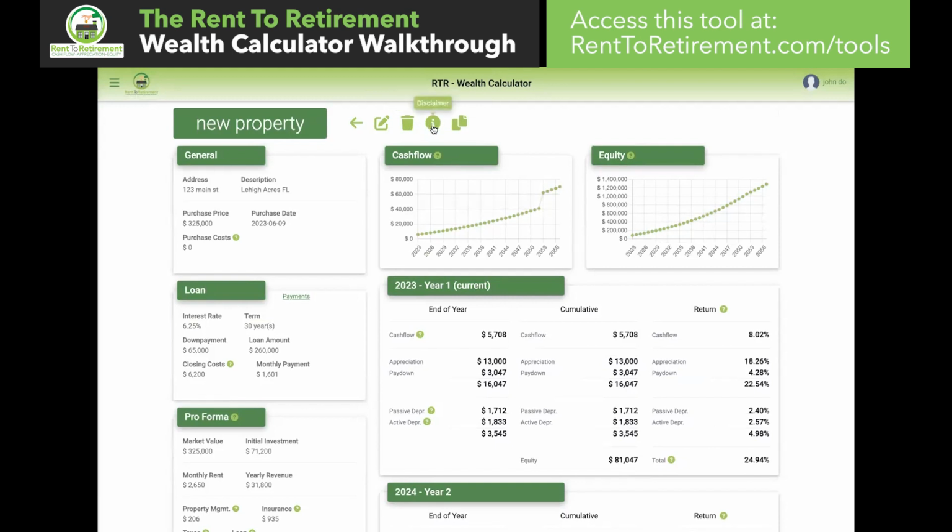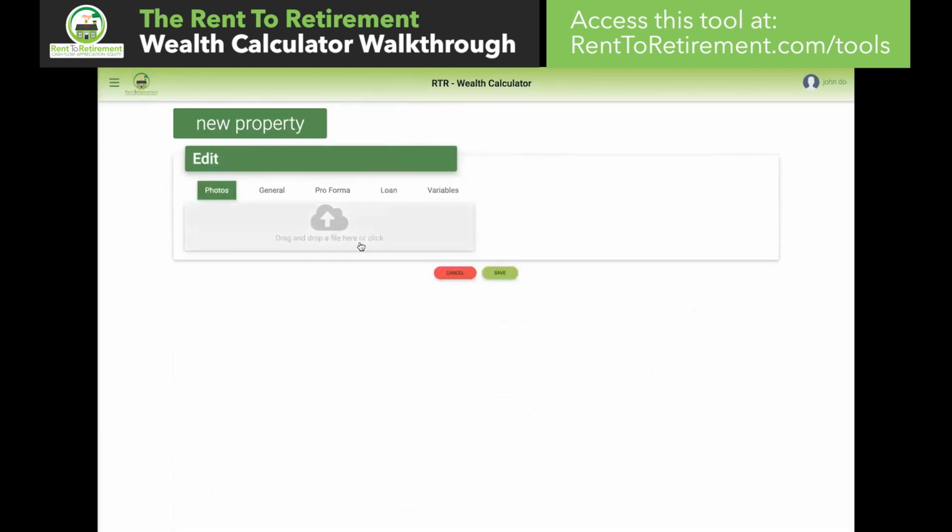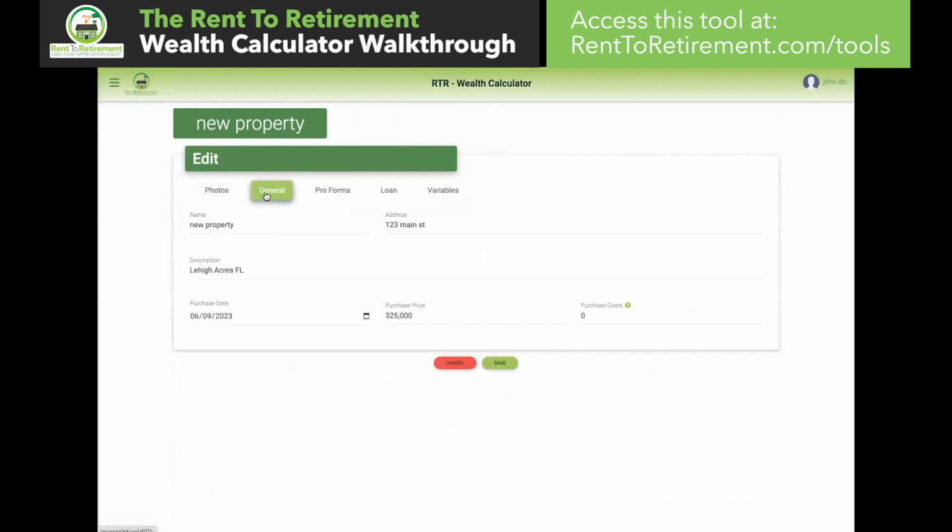Here's a quick disclaimer about the calculator. And here you can delete this, and it's going to ask you if you're sure, so you don't accidentally delete that. But this is the important one, where we can edit this. And this is where you can really refine your assumptions. This is what I'm most excited about here, is that you can add additional photos here, or just an external photo if you'd like. General gives the information that we added in the beginning. So this should automatically be filled out.